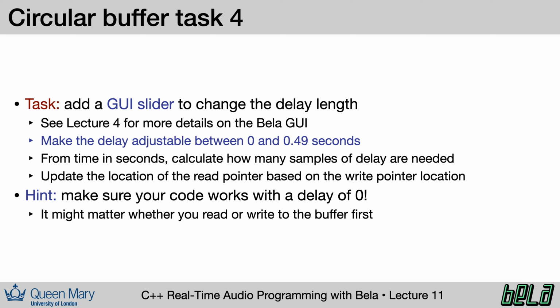The delay will be given in seconds, and when you read it, you'll need to convert that into how many samples of delay are needed. You'll then use that value in samples to update the location of the read pointer based on the current location of the write pointer. One helpful hint is to make sure that you always check the edge cases of your code. In this case, check the edge case where the delay is equal to exactly 0. You should find that that produces, in fact, 0 delay and doesn't produce a delay of half a second. What will make the difference here is which order you do your reading and writing. Pause the video here and make this adjustable delay work.